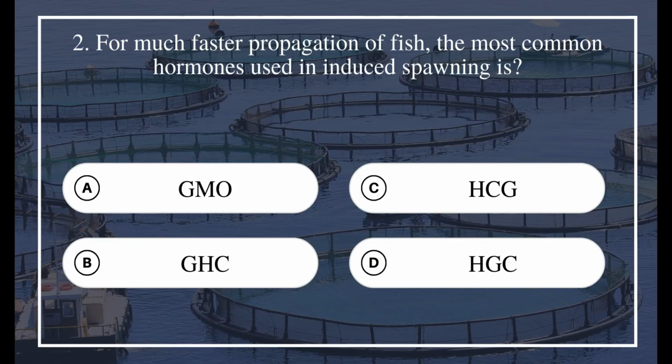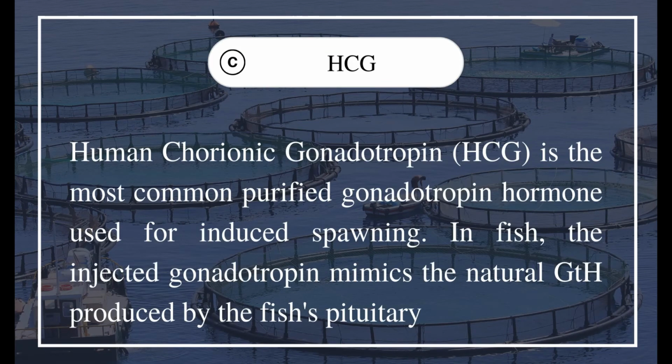2. For much faster propagation of fish, the most common hormone used in induced spawning is A. GMO. B. GHC. C. HCG. D. HGC. The answer is C. HCG.